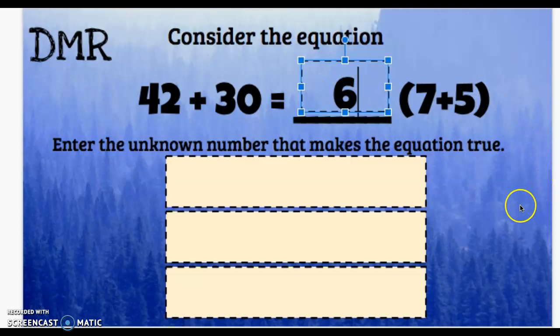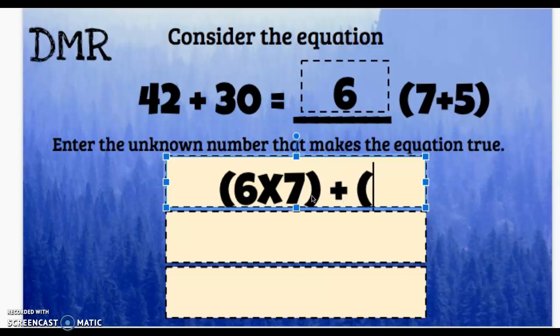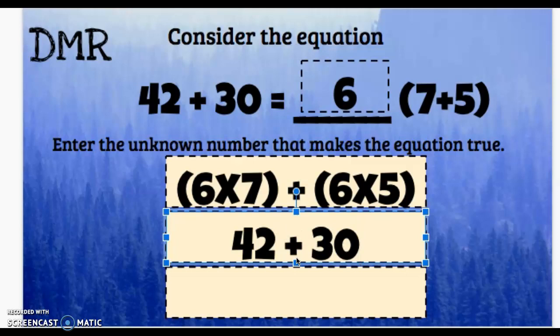If I put a 6 here, I can say 6. That means I would circle it. So then that would give me, in my first set of parentheses, 6 times 7 plus 6 times 5. And I know 6 times 7 is 42, plus 6 times 5 is 30. So, oh, look at that. If I wanted to, I can say the answer is 72.